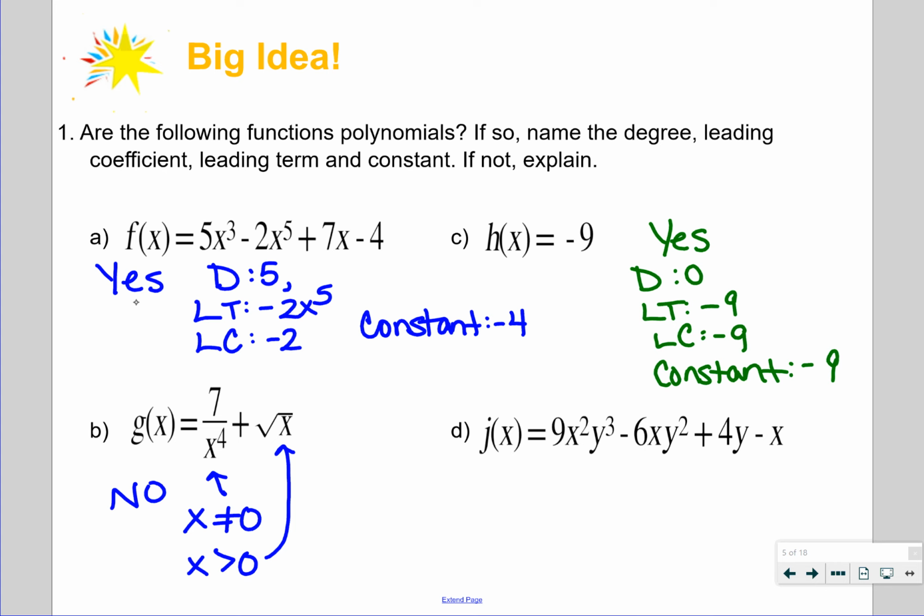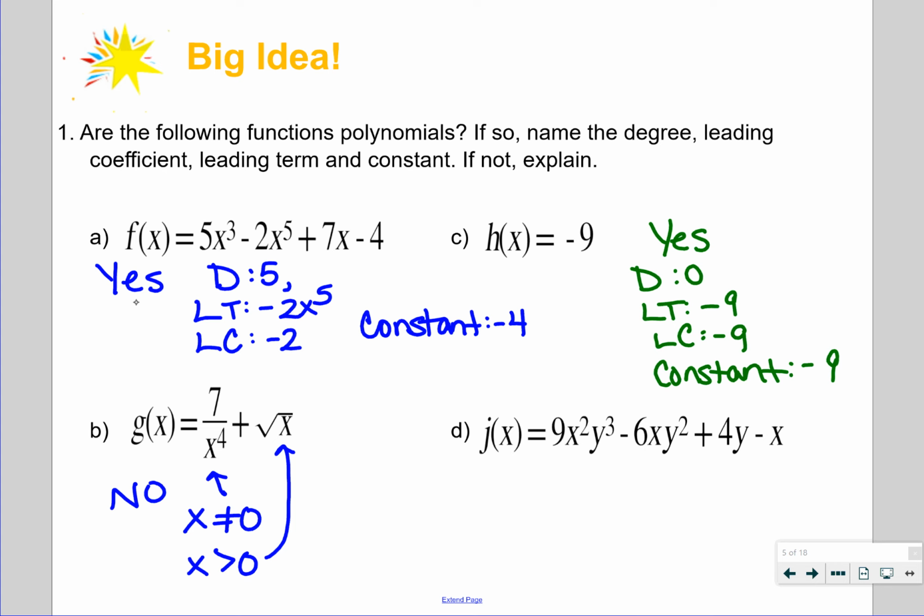All right. Did you get yes for part A? Degree is 5. They're not in order, but you could have reordered them if you want. Degree is 5. Leading term, negative 2x to the 5th. Leading coefficient, negative 2. Constant, negative 4. All good on that one?